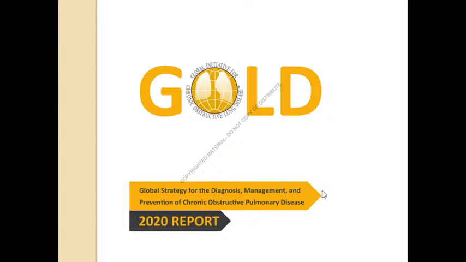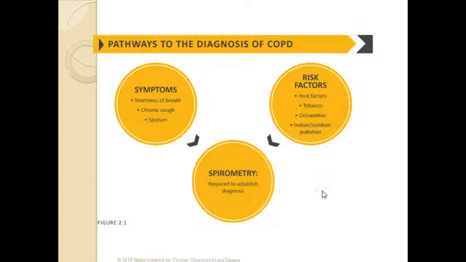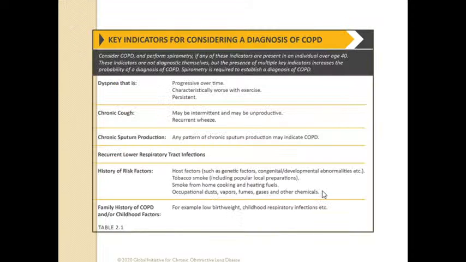A few words about COPD. You can see it's in GOLD, the Global Strategy for Diagnosis, Management and Prevention of Chronic Obstructive Pulmonary Disease. If a patient has symptoms like shortness of breath, chronic cough, and sputum, and risk factors, for example, tobacco smoking, host factors, occupational factors which influence the respiratory tract, indoor and outdoor pollution, you should send the patient for spirometry, which is necessary for establishing the diagnosis of COPD.